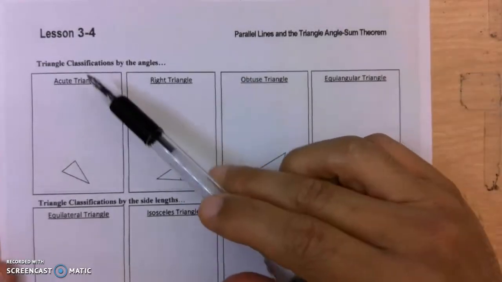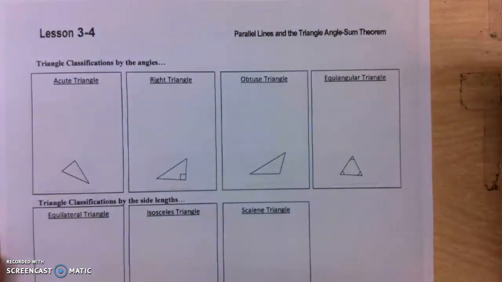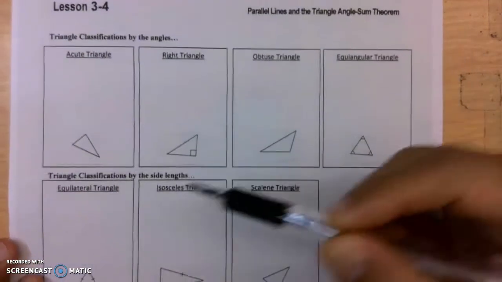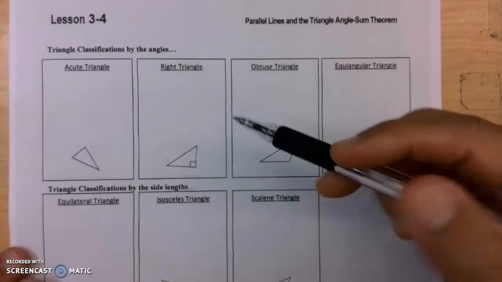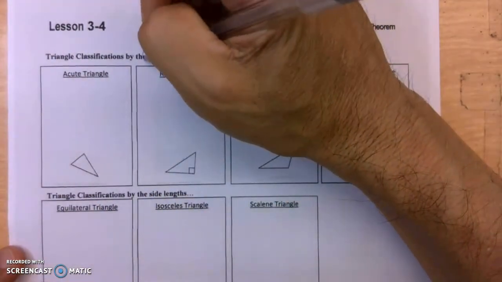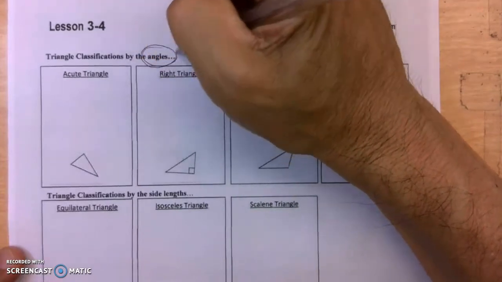Alright, here are notes for lessons 3-4. We are going to be obviously looking at triangles, and we are going to categorize triangles. This first row here is classifying the triangle by the angle measurement.